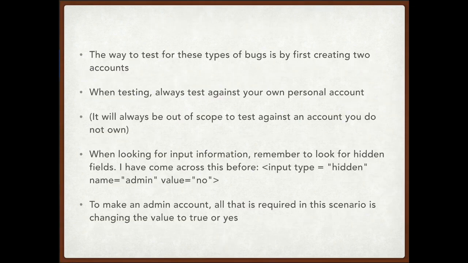The best way to test for these, and I think the only way, is by creating 2 different accounts. It is always good to create 2 different accounts because you will have to test in real life against your own accounts. You cannot test on someone else's account. So you can't actually write on someone else's wall. This would be out of scope, or you can't leave feedback as a different user. These will always be out of scope.